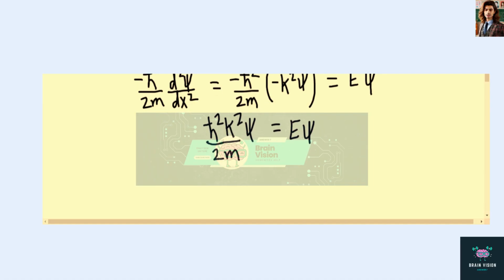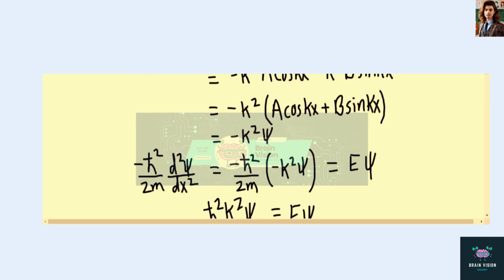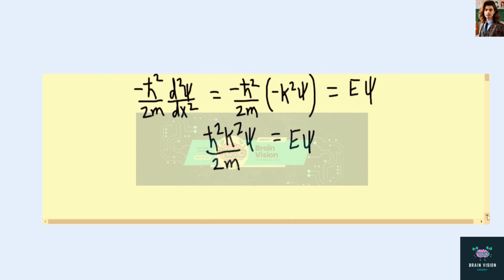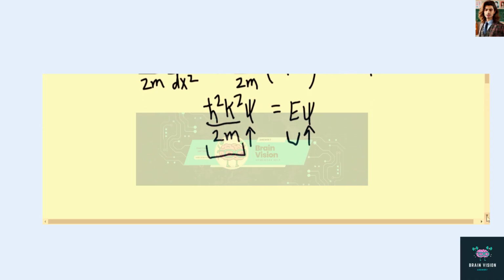Basically, a cosine kx plus b sine kx is a solution of the Schrödinger equation, because we get this function on both sides of the equation times a constant. And in this case, this constant and this constant equal each other, and we get the relation E equals ħ² k² over 2m, and that's the energy for a free particle.